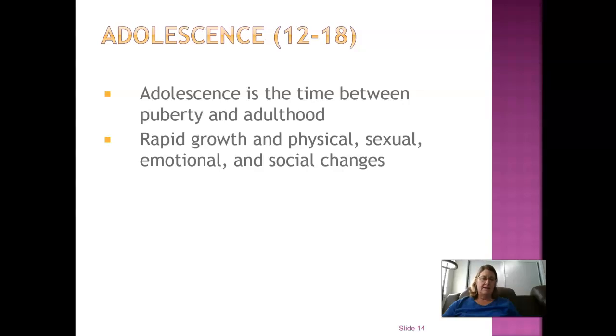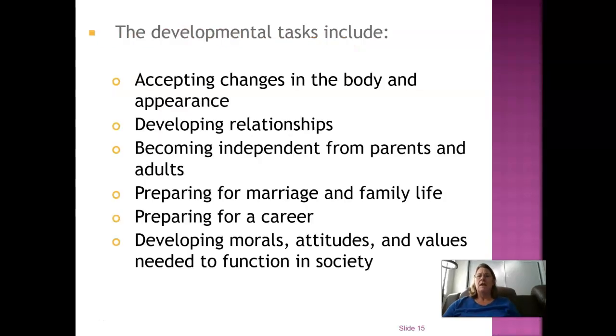When they hit the adolescence age, 12 to 18, it's that time between puberty and adulthood, and we're having a rapid growth period again, where your height and weight tends to grow tremendously. Physical, sexual, emotional, and social changes are happening throughout the body and to the person. And so part of what they're having to learn is how to accept those changes in their appearance, how to develop relationships, how to start becoming independent from parents and adults.